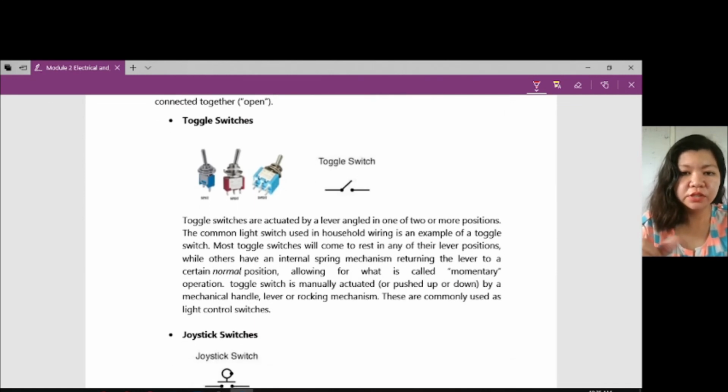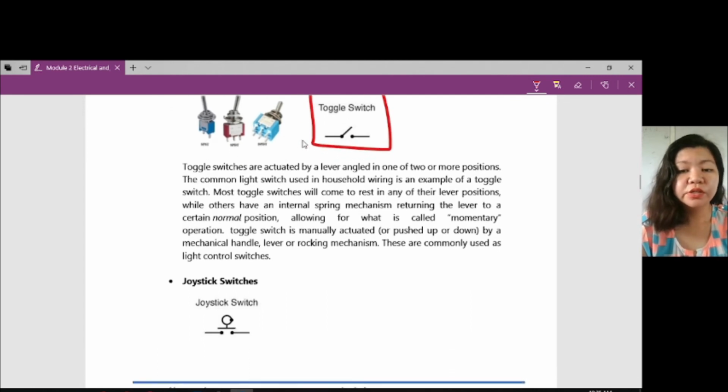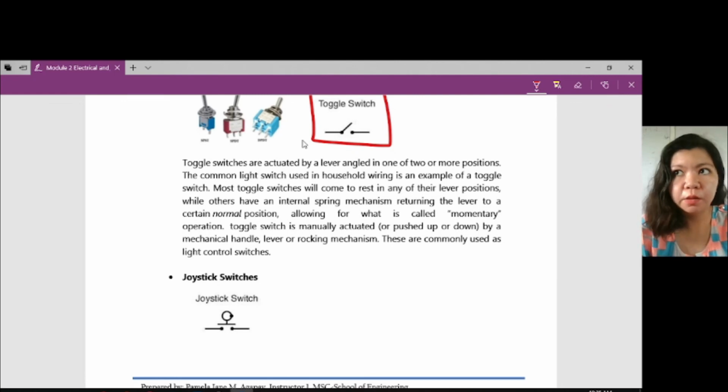We have the toggle switches. Kung nakakita na kayo niyan, paano yung nag-work on, off, ganun lang kasimple. So this is the symbol for the toggle switch. So toggle switches are actuated by a lever that goes up and down depending kung up siya is on and down is off. So most toggle switches will come to rest in any of their lever positions, while others have an internal spring mechanism returning the lever to a certain normal position, allowing for what is called momentary. Now, toggle switch is manually actuated. Kumbaga manual natin siniswitch. So, kailangan natin pumunta and turn it on if you want it to work.